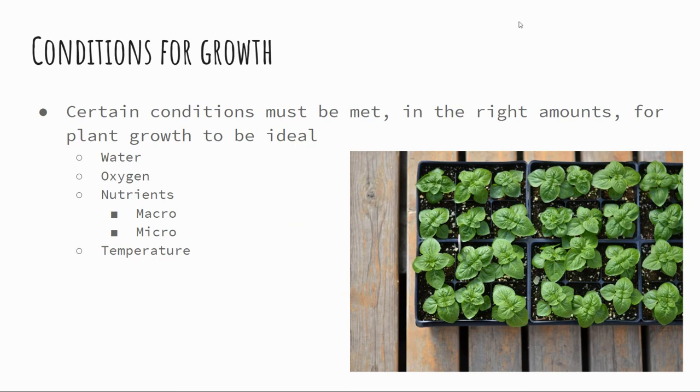So conditions of growth. Certain conditions must be met in the right amounts for plants to grow, and of course you know this by now. Different plants require these different things in different concentrations. So we have to look at water level, water concentration, how much water is there, lack thereof, oxygen, nutrients, both macro and micronutrients. We've talked about those, and you will have to look those up again. And temperature. Okay, some plants are cold weather plants, meaning the cold kind of stimulates their growth. Others, the cold kills them. Right, and you understand this. You probably never really thought about tracking it.